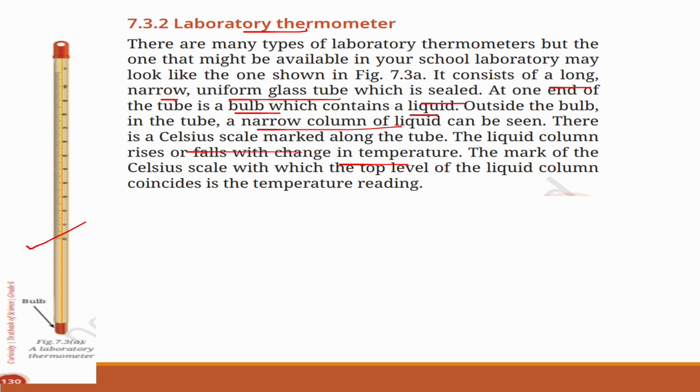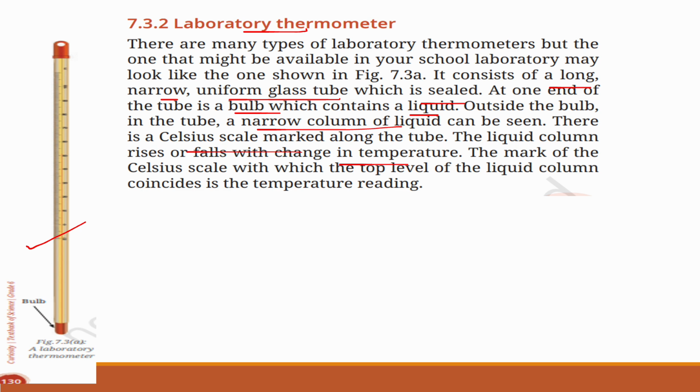So, this thermometer consists of a long, narrow, uniform glass tube, and this tube is sealed. At one end of the tube is a bulb. This bulb contains a liquid. This bulb is the bottom part of the thermometer, the bottom bulb-shaped part. It contains a liquid, usually mercury or alcohol, which expands or contracts with the temperature changes.